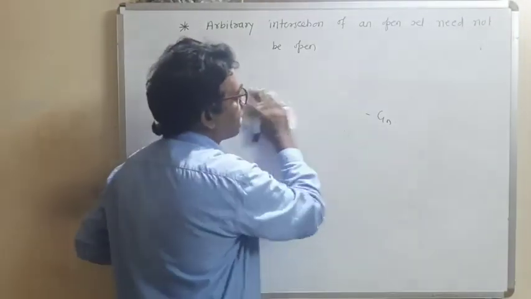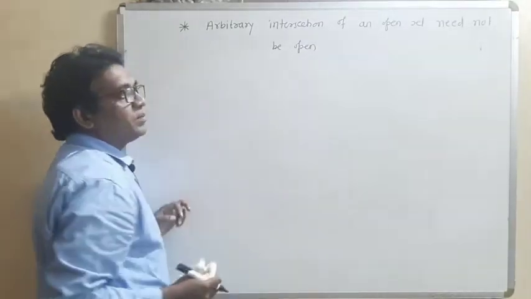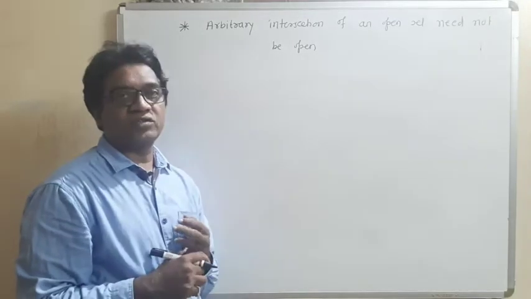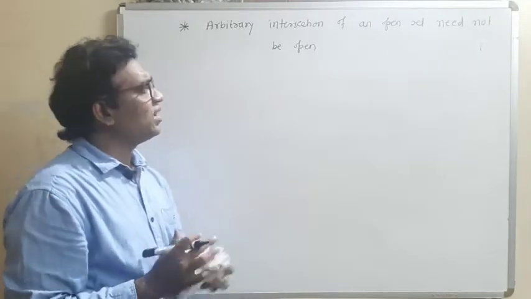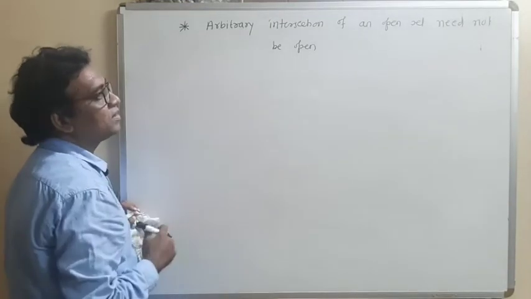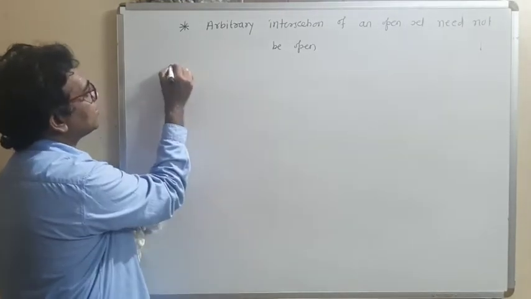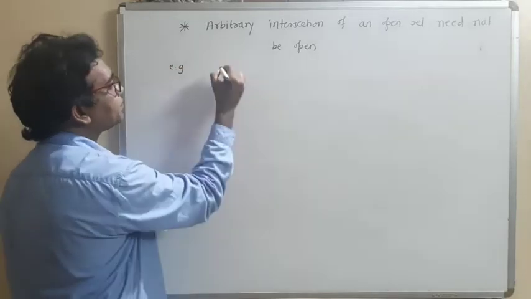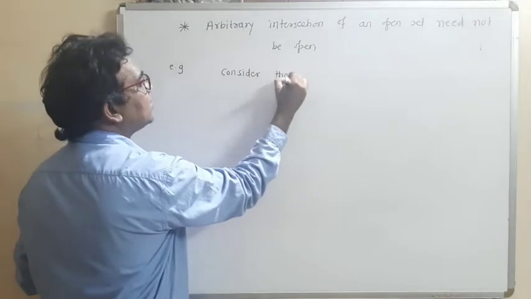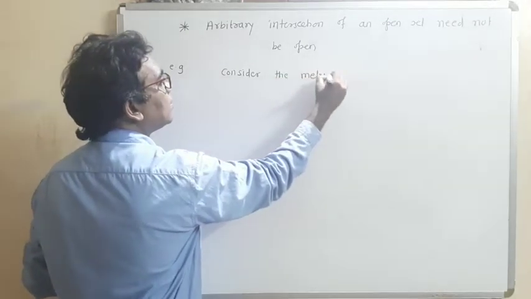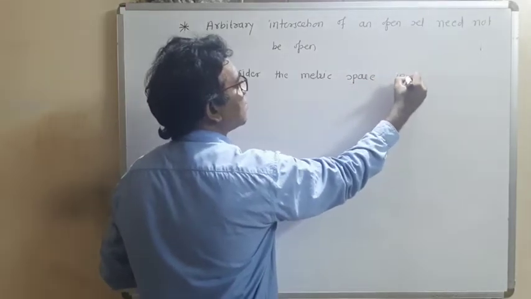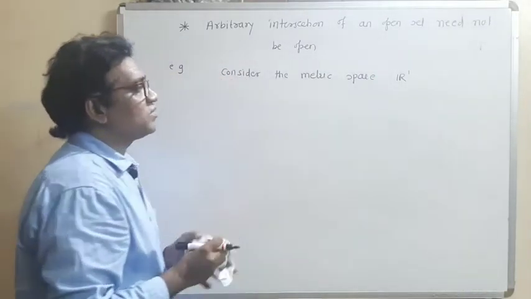So see, for a negative statement, either we use the method of contradiction or we give certain examples. So let us take an example to show that the arbitrary intersection of open sets is not open. For example, consider the metric space R1.